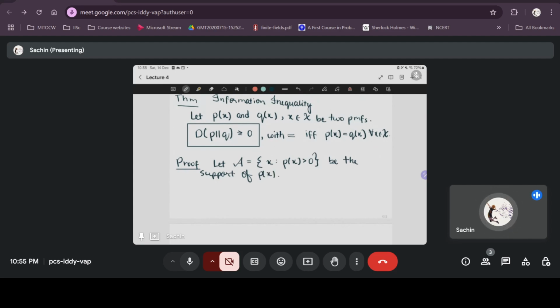The support can be defined generally for any non-negative function. You can say the support of that function is the set of all points where the function is not equal to 0.